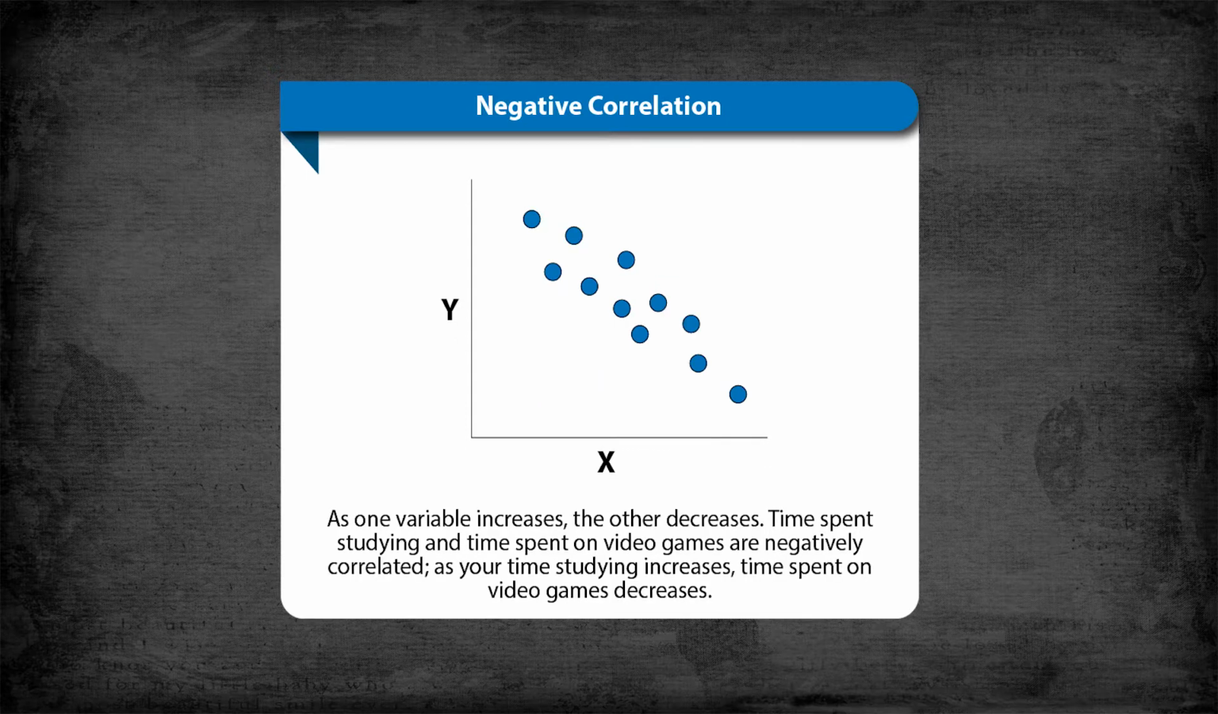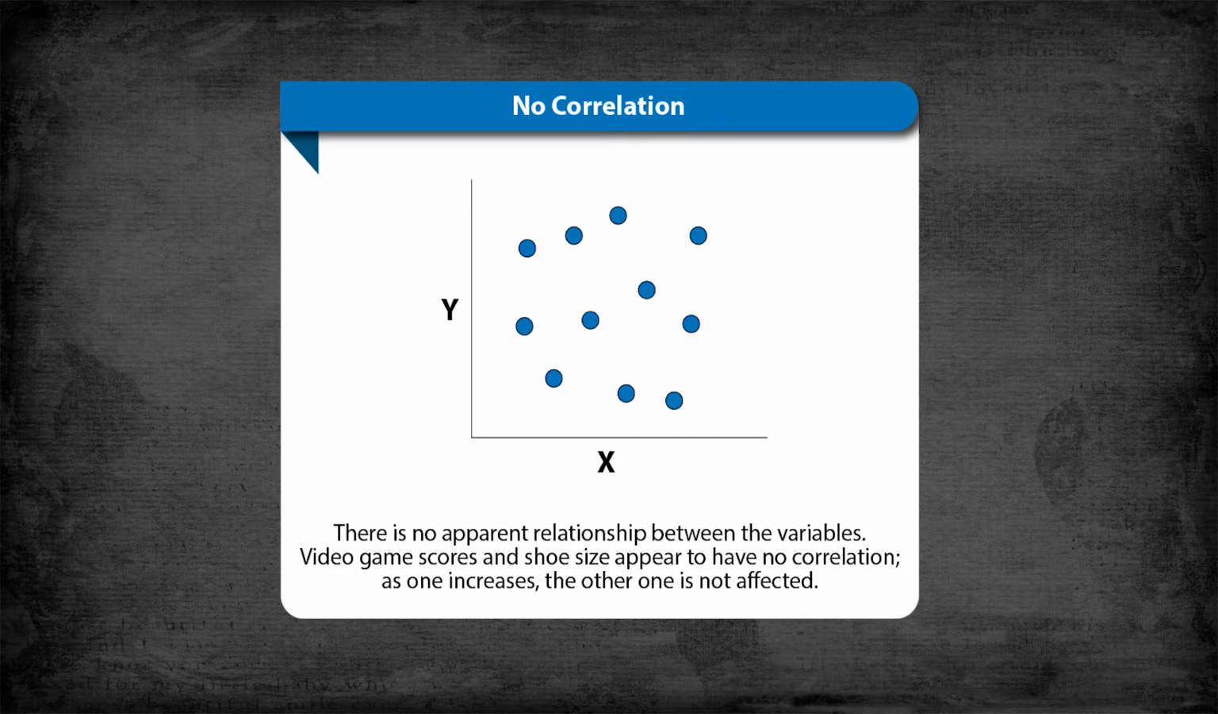Negative correlation: as one variable increases, the other decreases. Time spent studying and time spent on video games are negatively correlated. As your time studying increases, the time spent on the video game decreases. No correlation: there is no apparent relationship between the variables. Video game scores and shoe size appear not to correlate. As one increases, the other one is not affected at all.